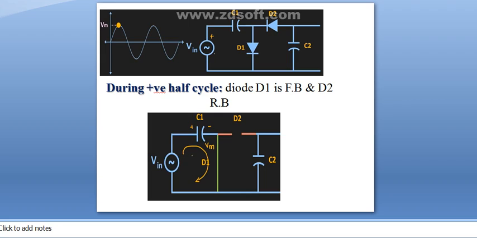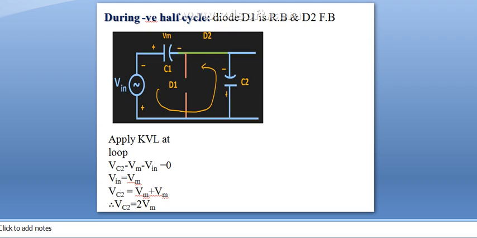So in the voltage doubler circuit, in the positive half cycle, D1 is forward biased and D2 is reverse biased. In the negative half cycle, D1 is reverse biased and D2 is forward biased. So here the voltage is doubled.